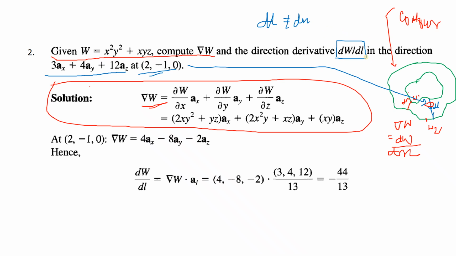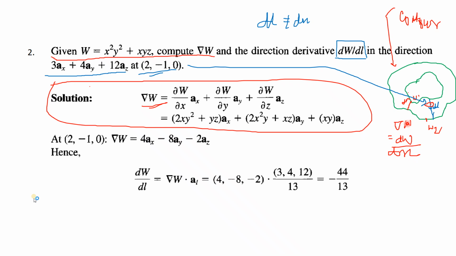That means we have to first calculate dW by dl. I think you have understood. dW by dl you have to calculate, where dl is not dn, it is some other displacement. It is not dW by dn, it is dW by dl. L is the other displacement which is given, but we have to find dW by dl at a particular point, that means we have to look at one point.